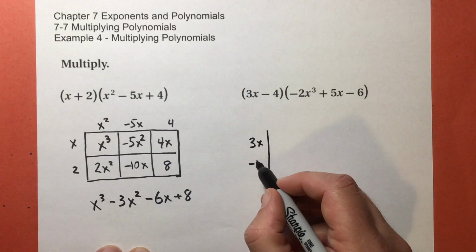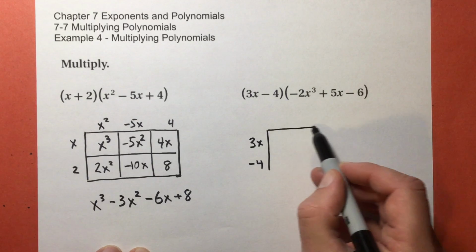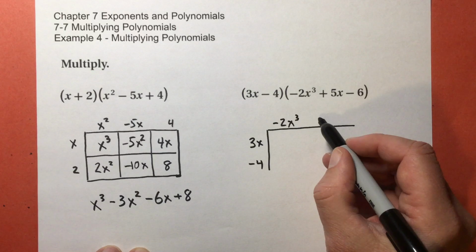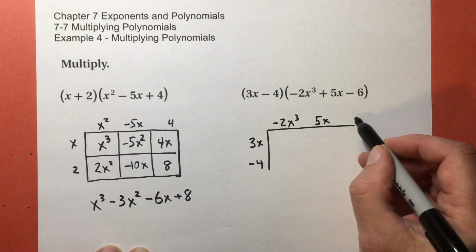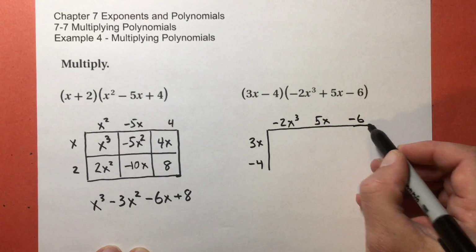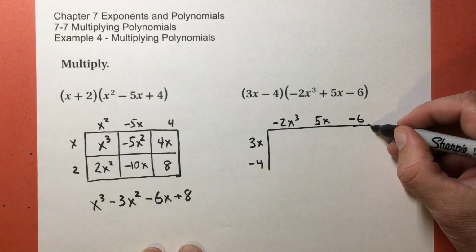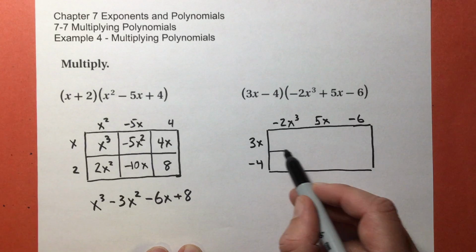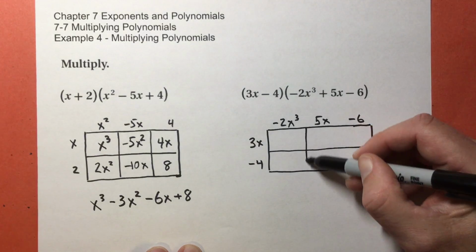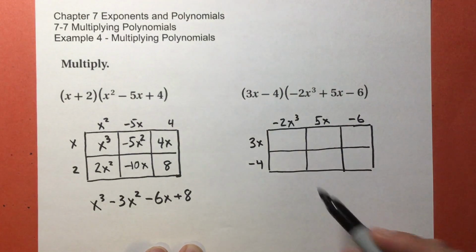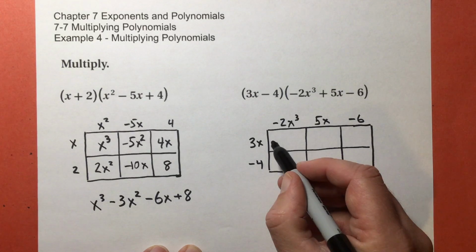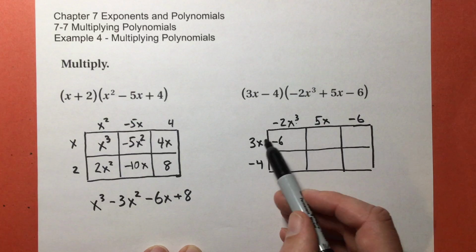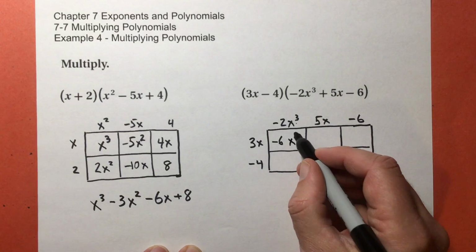3x subtract 4, negative 2x to the third power, 5x, and negative 6. Need to draw my box just a little bit further. Three times negative 2 is negative 6x. x times x to the third power, 1 plus 3 equals 4, so x to the fourth power.